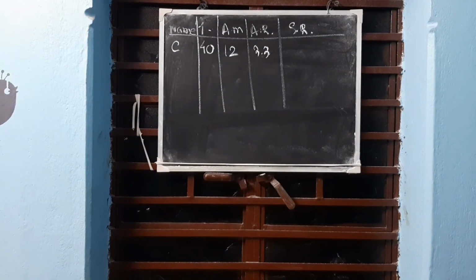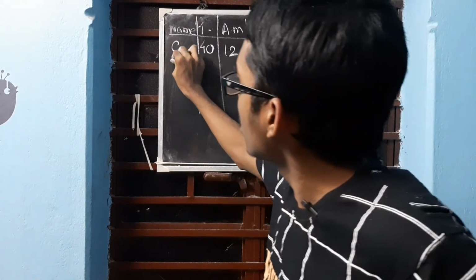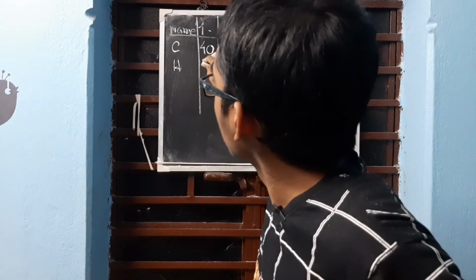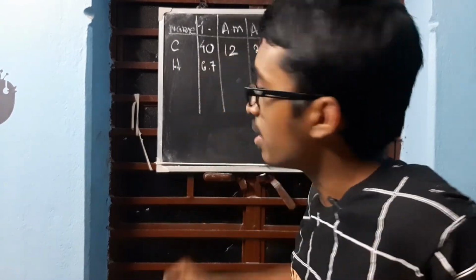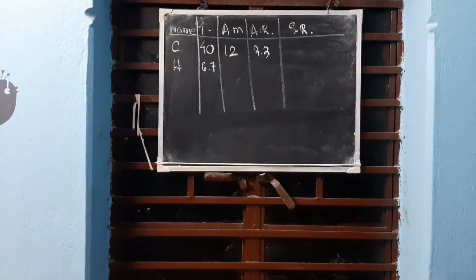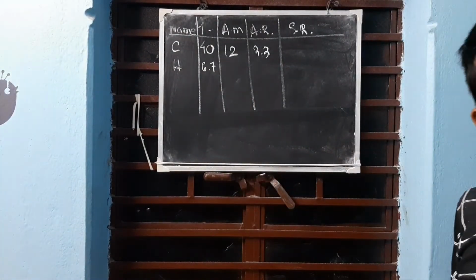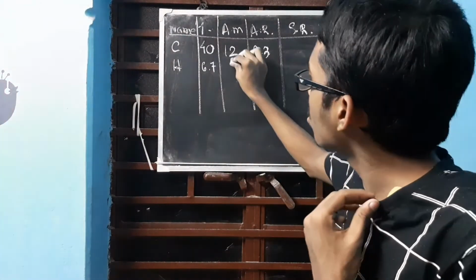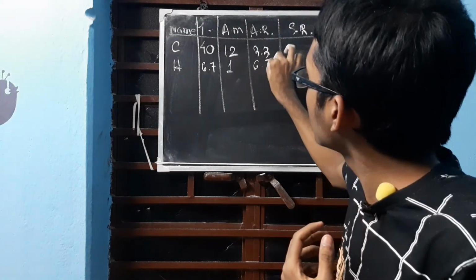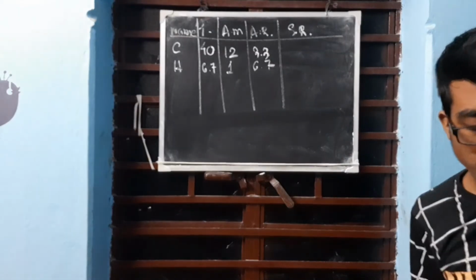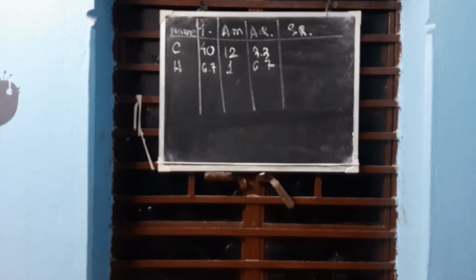What else is given? Hydrogen is given, that is 6.7%. Atomic mass is 1. So here it will remain the same, 6.7. No change in that. Why? Because atomic mass is 1. Any problem?